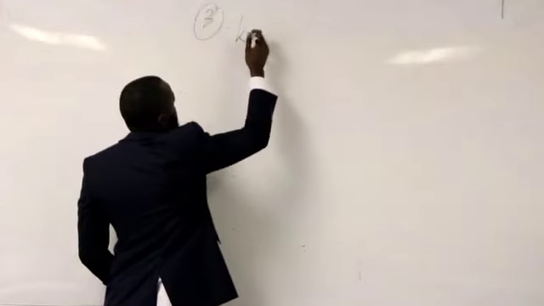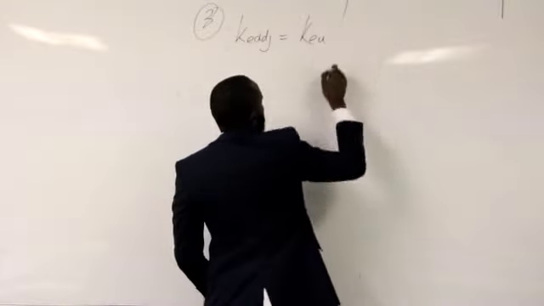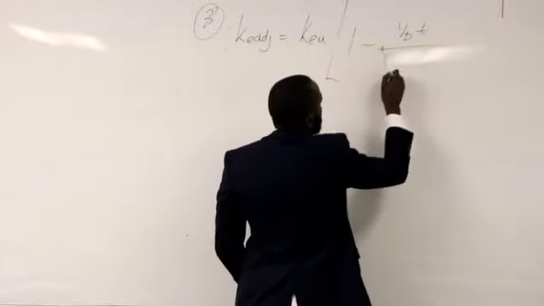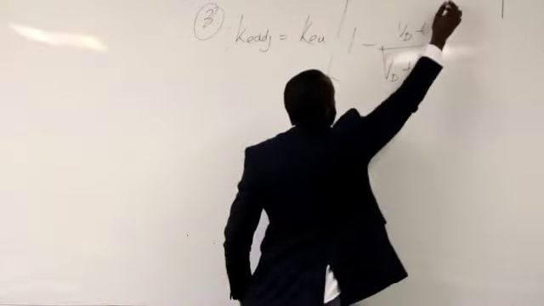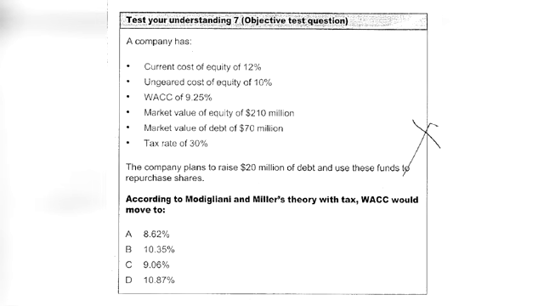The WACC, which is the weighted average cost of capital in a geared company, is equal to the cost of equity ungeared times (1 minus VD T) over VD plus VE. Always when we want to calculate the weighted average cost of capital, we use the third formula. We are told the current cost of equity, the ungeared cost of equity, the current WACC, the market value of equity, the market value of debt, the tax rate. And we're told that the company plans to raise 20 million debt and use these funds to repurchase their shares.